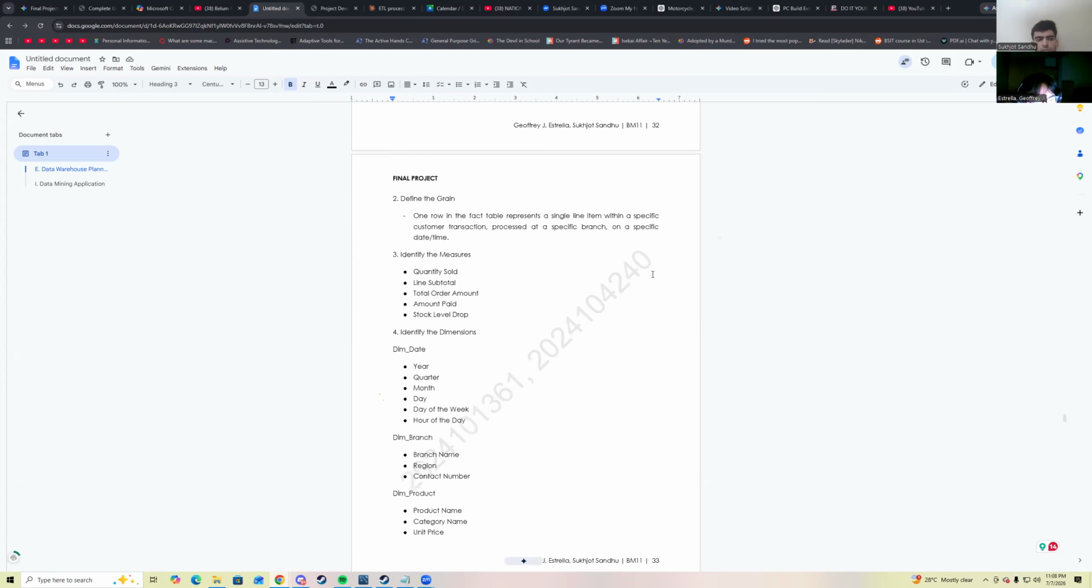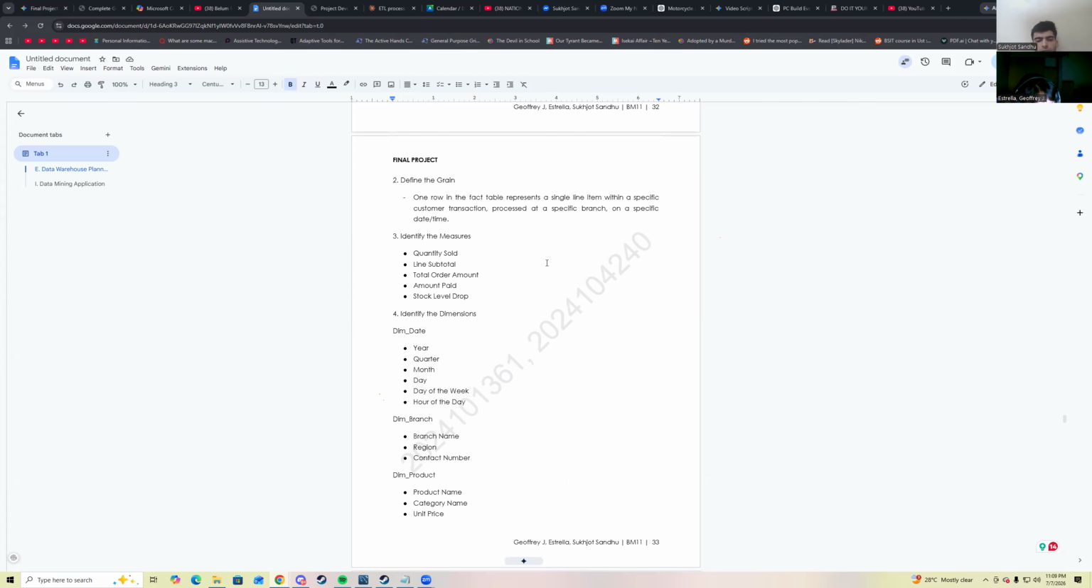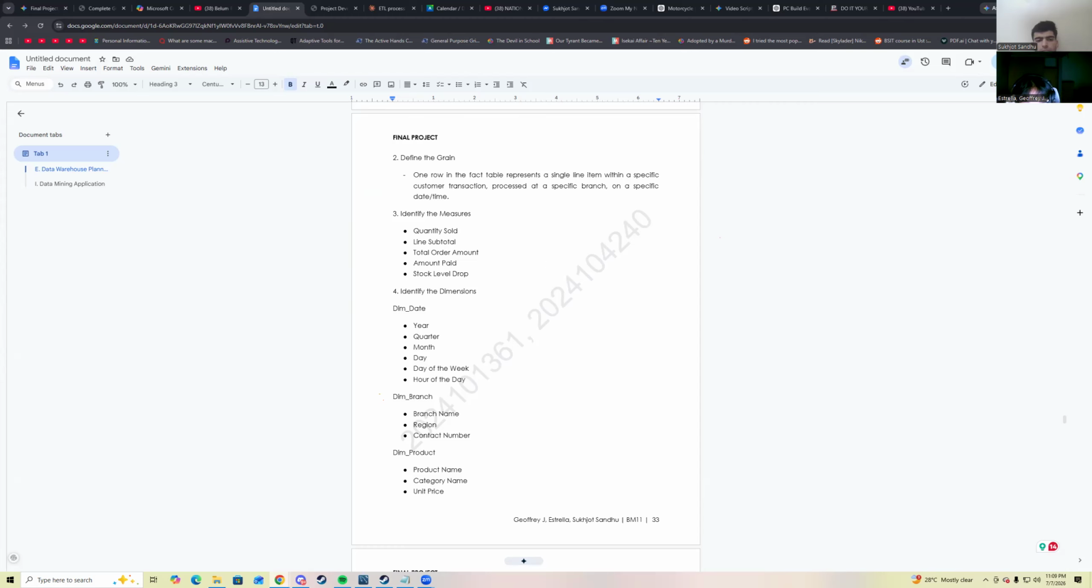Then we define the grain. One row in the fact table represents a single line item within a specific customer transaction at a specific branch on a specific date and time. The identified measures are the quantity sold, line subtotal, total order amount paid, and stock level drop.